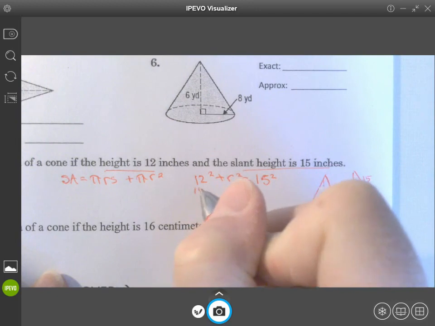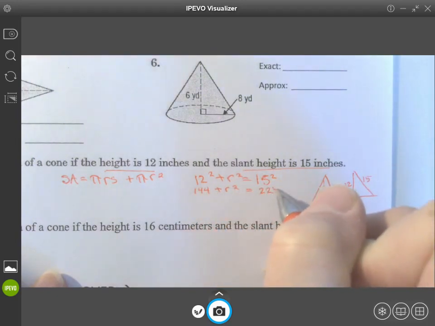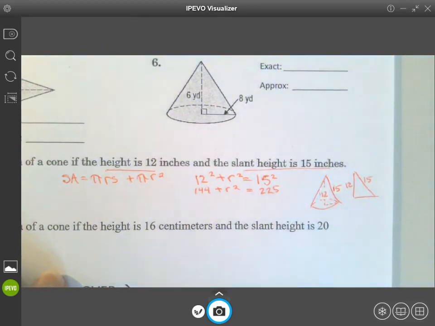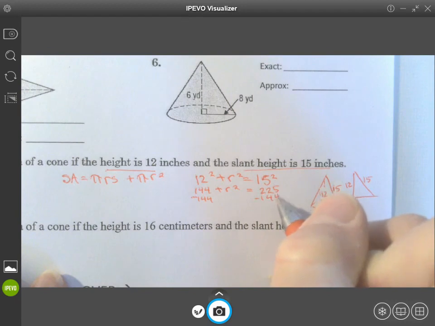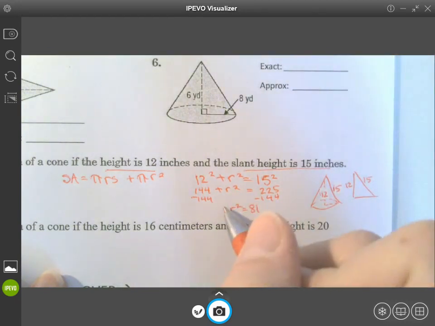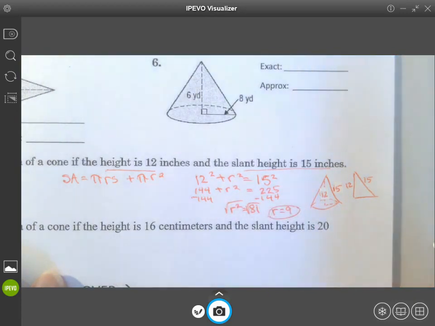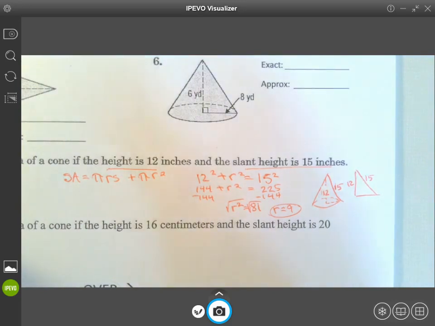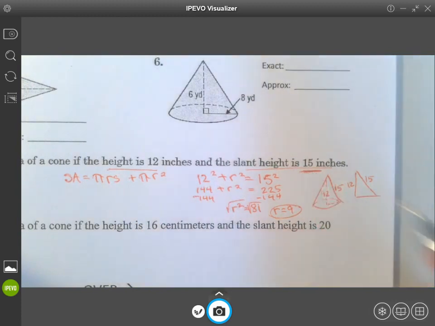Okay, so how do we solve this? Well, that's 144, right? Plus r squared equals 225. And then what? Okay, I can do that. That gives me 81. So you told me to subtract the 144. I get r squared equals 81. So what does r equal? The square root of 81 is 9. Okay, so I'm going to use that r is 9. I'm not using the height. I'm using the slant height of 15.